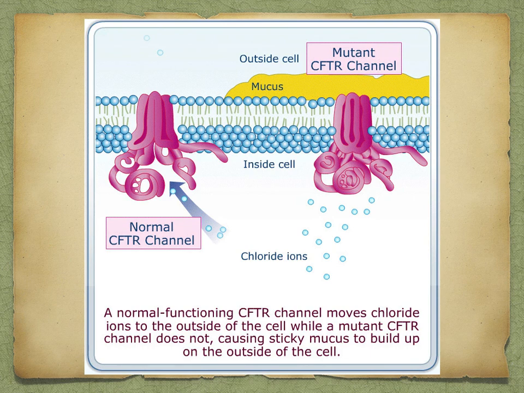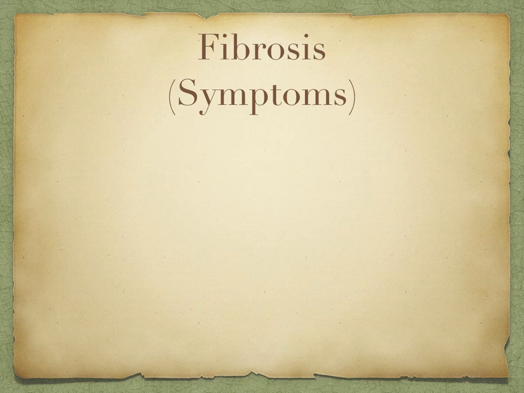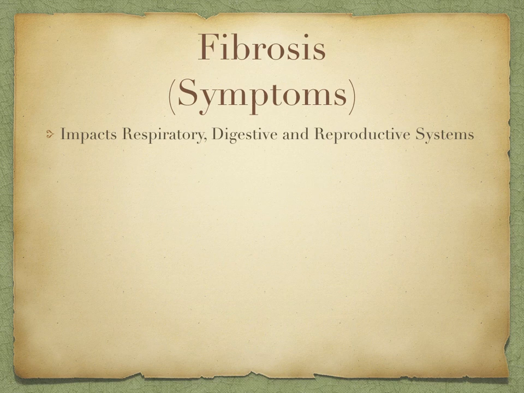If we take a look at this slide, on the left we see a normal CFTR channel. The chloride's coming out, sodium's coming in, water's coming out, and everything's clear at the top. But on the right, the chloride can't get out, the sodium can't get in, and the water can't get out because it's all bound up, and the mucus starts to form on top. That creates a bunch of symptoms, typically impacting the respiratory, digestive, and reproductive systems.